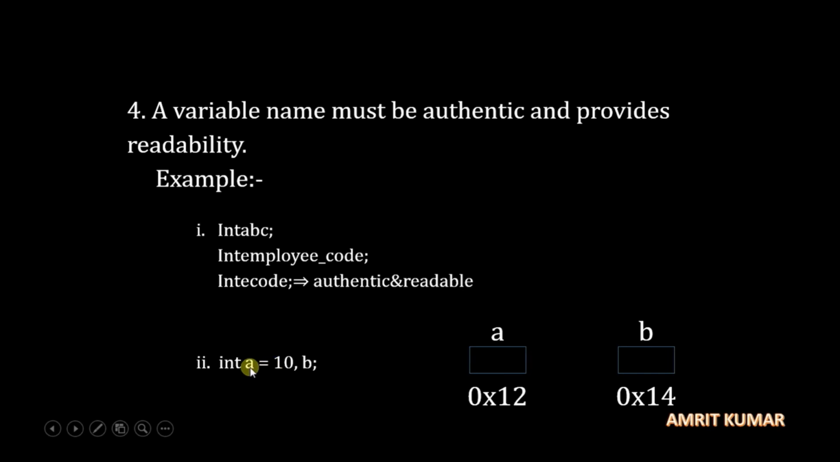What we have studied before about initialization is that when we initialize a variable, it allocates memory in the RAM. So a is allocated in the RAM, 0x12 is the address of variable a of integer data type. Also b is a variable whose address is 0x14 in the RAM, and its data type is integer. So what we have concluded here is that a variable name must be authentic and provide readability.